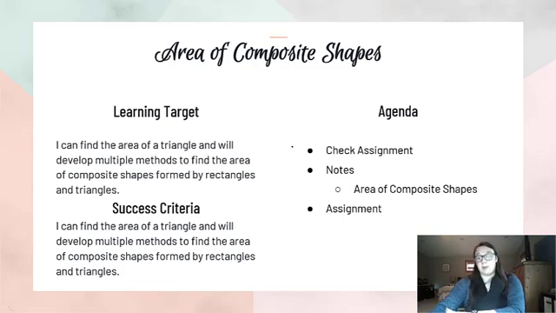We're going to talk area today. So the learning target is to be able to find the area of a triangle, as well as other shapes that are built from triangles and rectangles and parallelograms. You'll know you're successful when you can find the area of a triangle confidently and use different methods to get areas of composite shapes. We're going to look at our assignment from yesterday, take notes on area of composite shapes, and then move on to our assignment.